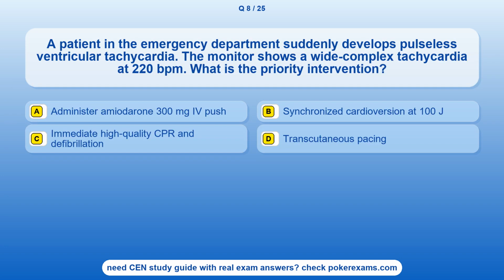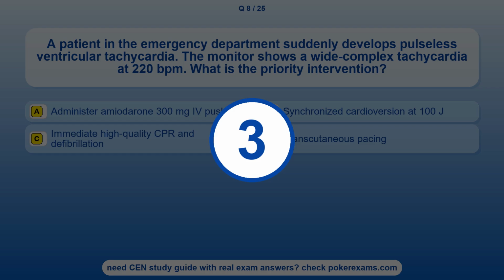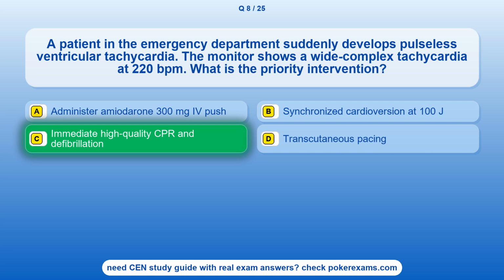Question 8. A patient in the emergency department suddenly develops pulseless ventricular tachycardia. The monitor shows a wide-complex tachycardia at 220 bpm. What is the priority intervention? Option A, administer amiodarone 300 mg IV push. Option B, synchronized cardioversion at 100 J. Option C, immediate high-quality CPR and defibrillation. Option D, transcutaneous pacing. The correct answer is option C, immediate high-quality CPR and defibrillation.